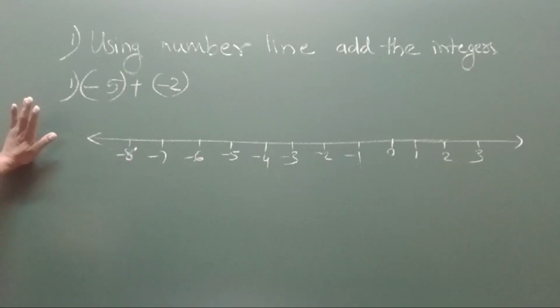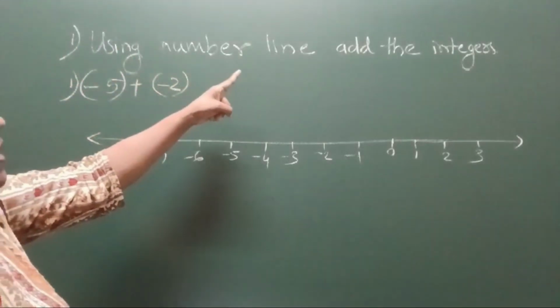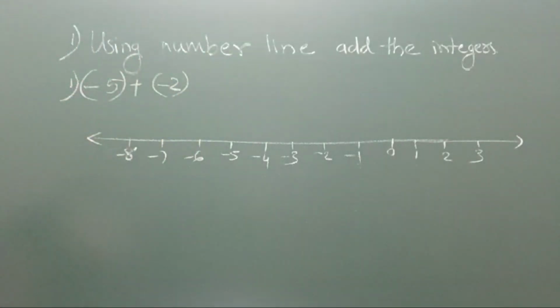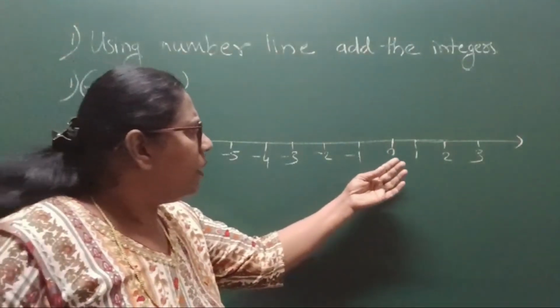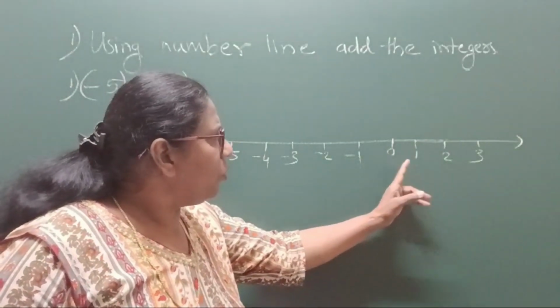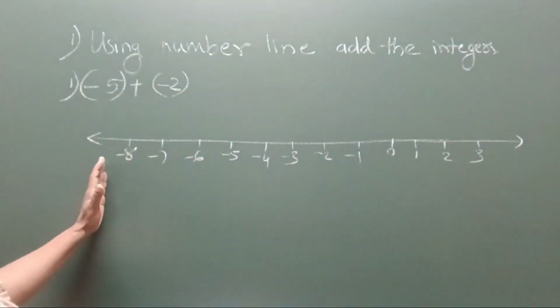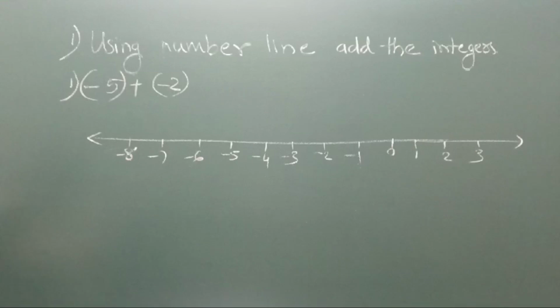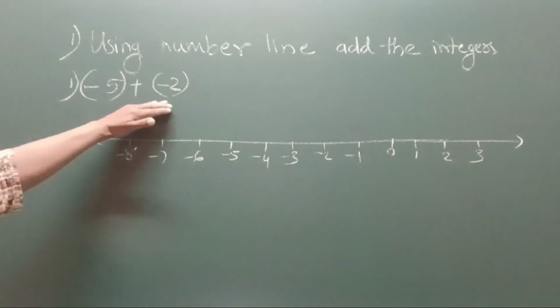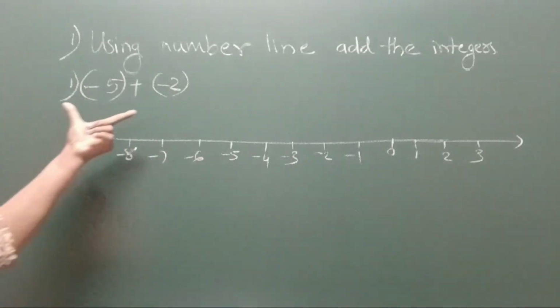Our first question is, using number line add the integers. The first one is -5 plus -2. Here on number line, you can see after 0, 1, 2, 3 I have marked here, -1 to -8 I have marked. Now the question is -5 plus -2. You have to add these two integers.